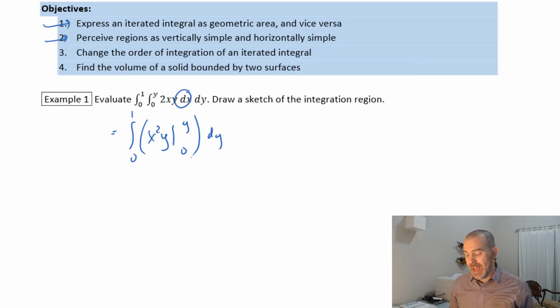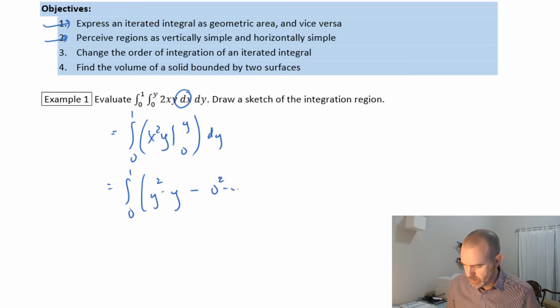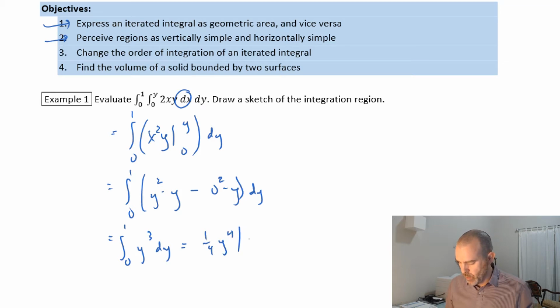We integrated with respect to x, so that 0 and y are actually x values. Integrating from 0 to 1. So we'll put in the y. We'll have y squared times y minus 0 squared times y dy, which will be the integral from 0 to 1 of y cubed dy, which is easy enough. 1/4 y to the 4th from 0 to 1, so that will be 1/4. So that's the integral, but let's talk about the region.